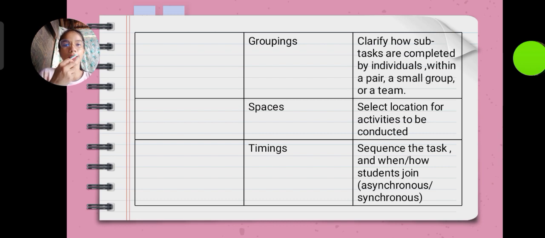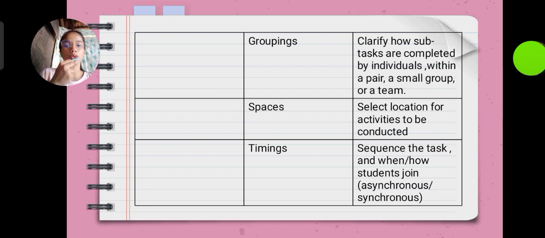Next is the spaces. Select locations for activities to be conducted. It is very important for the students to have a space in doing and conducting their activities, of course. Next is the timings. Sequence the task and how students join, asynchronous or synchronous.